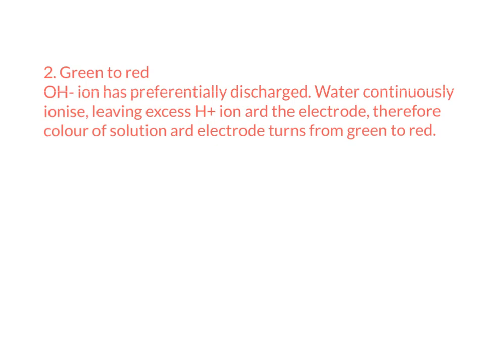You have to describe what things discharge first. Hydrogen ion will discharge, and then the water continuously ionizes. If you're afraid this statement is not clear enough, you may want to add that water continuously ionizes to give H+ and OH-. Then that will be very clear. Leaving excess H+ ions around the electrode, therefore the color will change from green to red. So this one will be case 2.